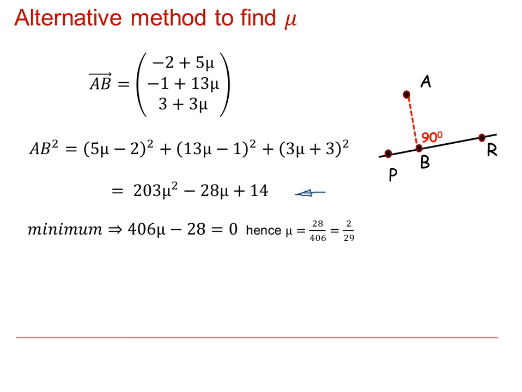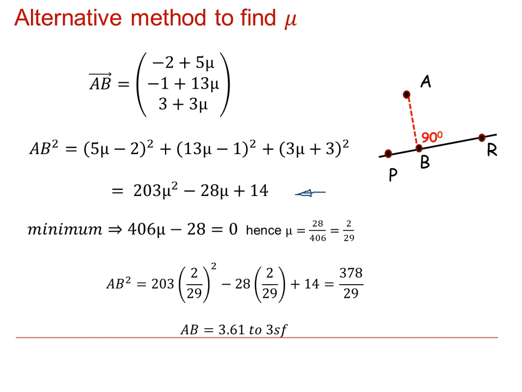Once we've got 2 over 29, then you can either proceed in the way that we did before to find the length of AB, or substitute the expression 2 over 29 into the line above to get AB squared and then square root it. So AB squared substituted into the expression gives us that value, 378 over 29, and then AB is obviously then the square root of that, which again is 3.61 to 3 significant figures.